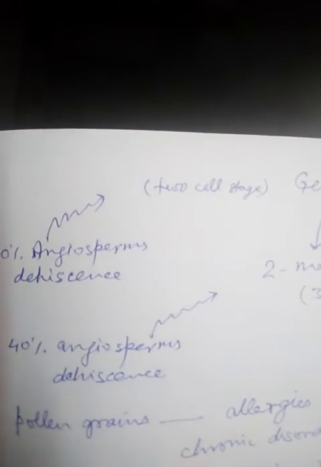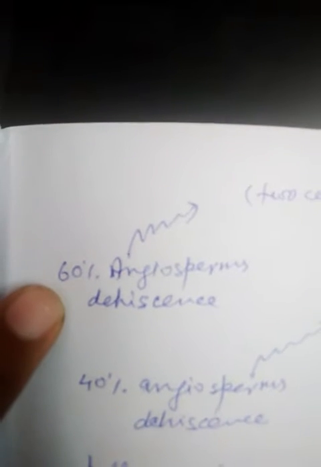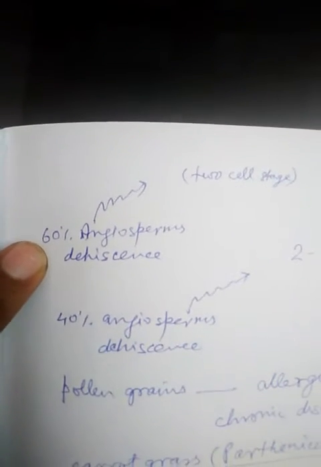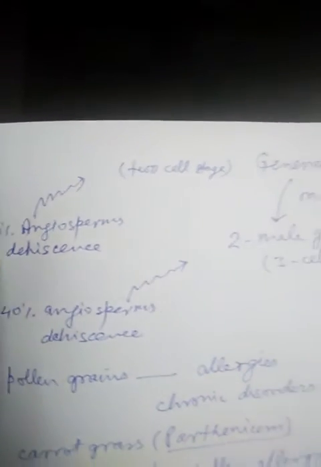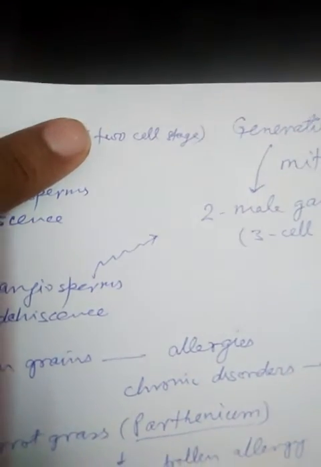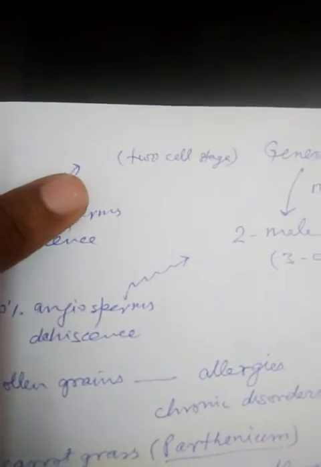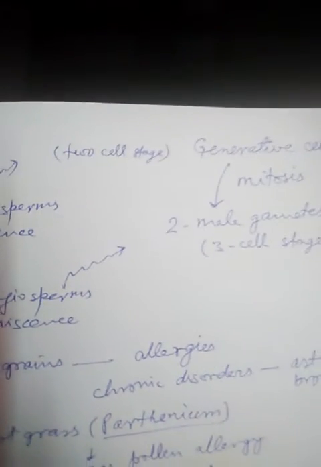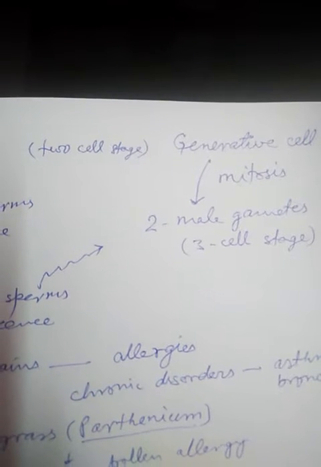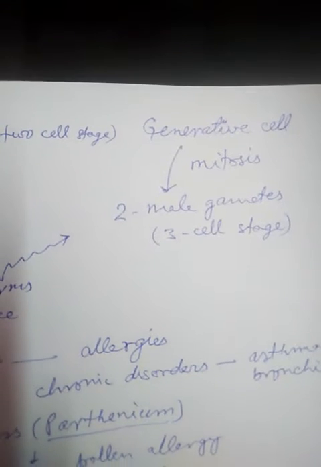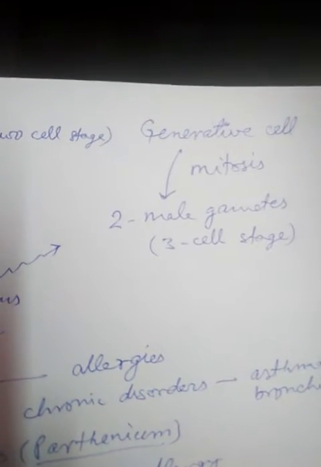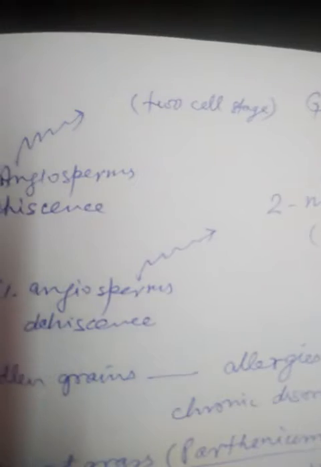Okay, so in most of the angiospermic plants, that is to say 60% of the angiospermic plants actually have the dehiscence or release of the anther at the two cell stage. Okay, and after the dehiscence, then the next mitotic division to generate the two male gametes to finally get the three cell stage may operate later. That means after the pollen grain is released in these particular species.